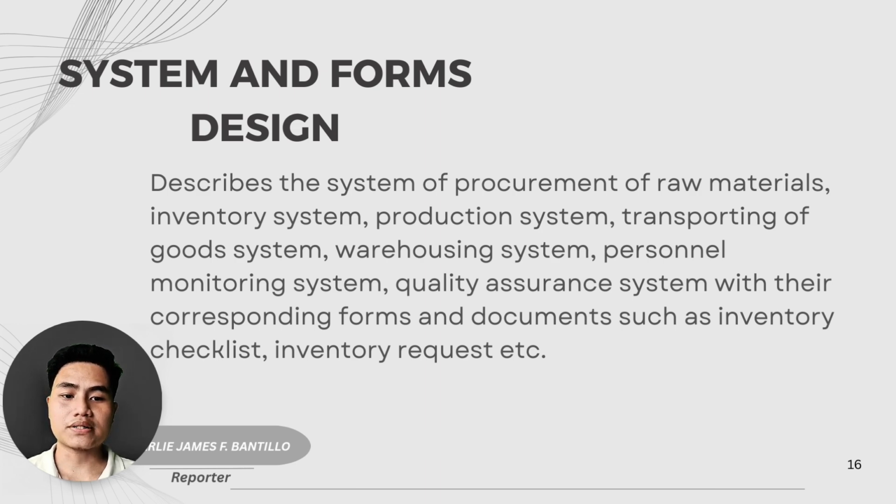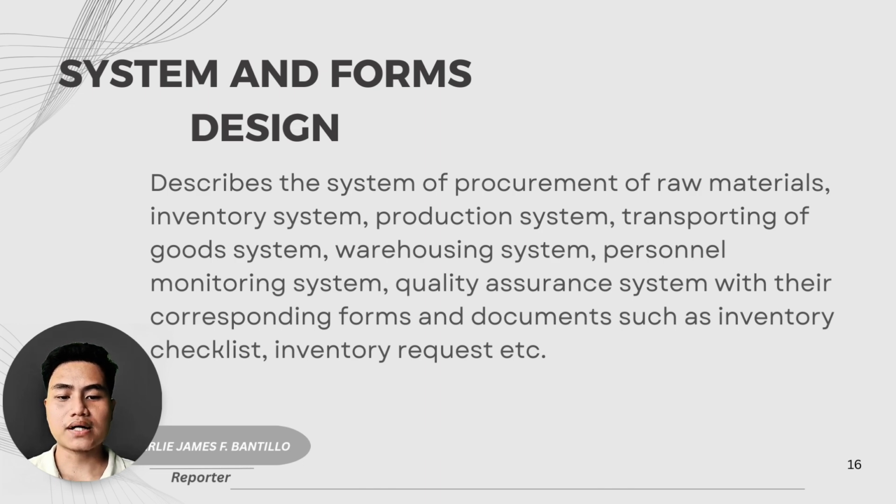Procurement of raw materials. This is the system for buying or ordering raw materials needed for production. Example forms of these are purchase request form and supply order form. Inventory system. This is how the company keeps track of all materials, supplies, and products. Example forms, inventory checklist and stock card.